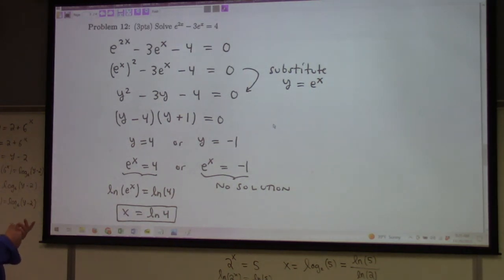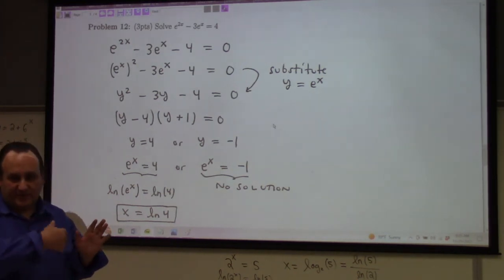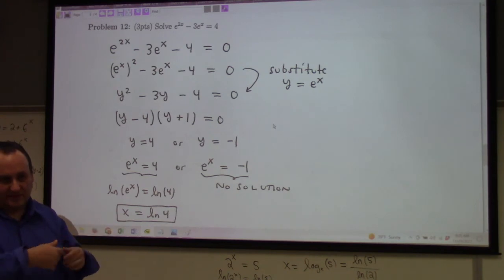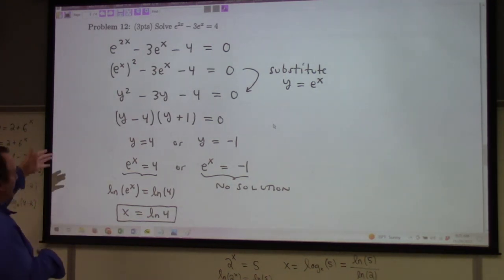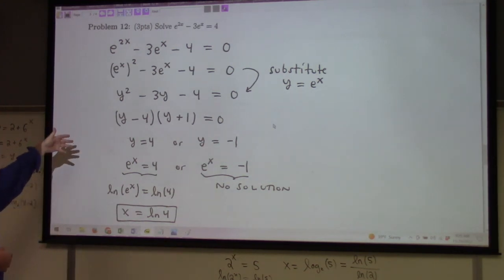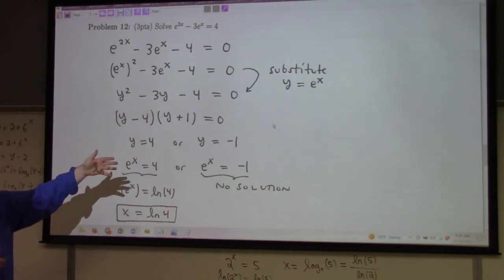There are problems that have 3 terms in them where what you do to solve it is just to add the term to the other side and then exponentiate or take the log of both sides or whatever. But I think these are identifiably different. Anyway, so I make the substitution. I get my quadratic. I factor it. I get either 4 or -1 for this one.